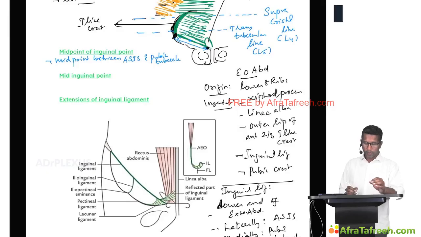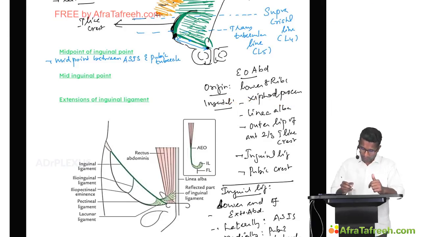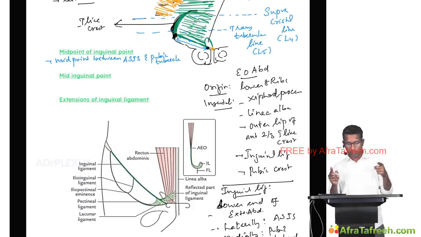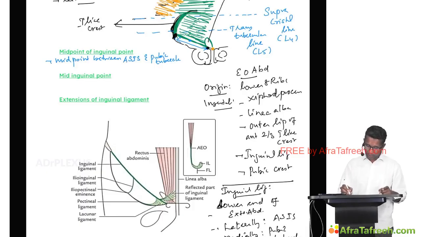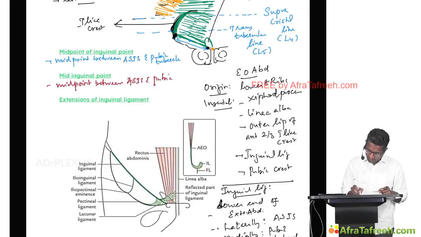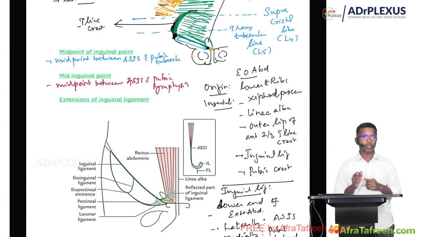Now if you take the midpoint between the anterior superior iliac spine and the pubic symphysis, this part here is the pubic symphysis. If I measure the distance between the anterior superior iliac spine and the pubic symphysis, then the midpoint of this distance is called the mid-inguinal point.